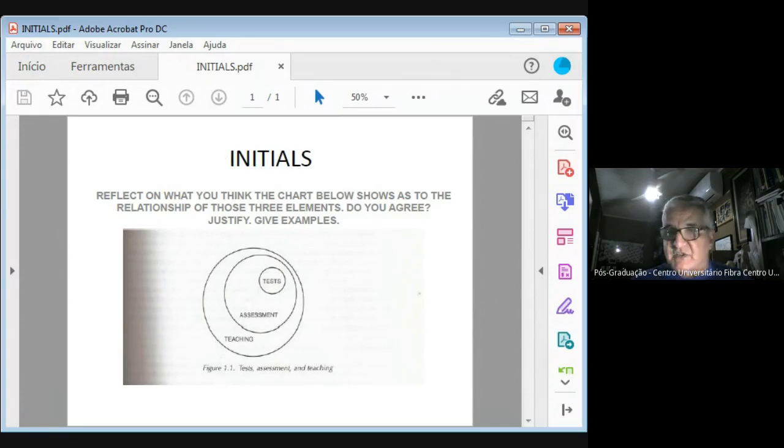So my suggestion: do not assess only the students. Assess yourself. Reflect on what you're doing. Because the consequence may be to help the student. Because you may be the problem, not the student.